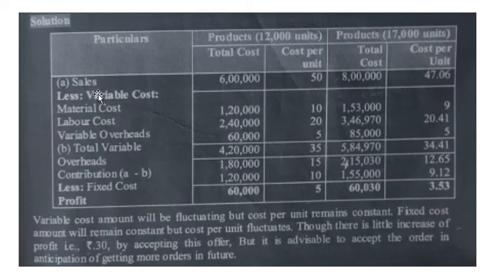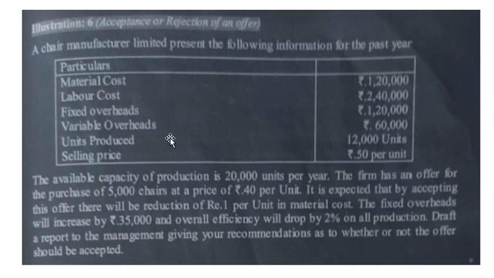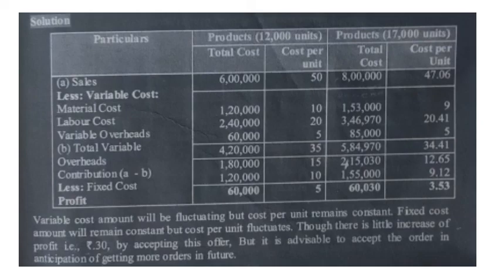So as per the cost sheet, first is sales. Let us take sales into consideration. In this problem, they have given the selling price as rupees 50 per unit. As the selling price is rupees 50 per unit, the number of units produced initially is 12,000 units. So 12,000 into rupees 50 will give you the total sales, which is 6 lakhs. So the selling price per unit is rupees 50.